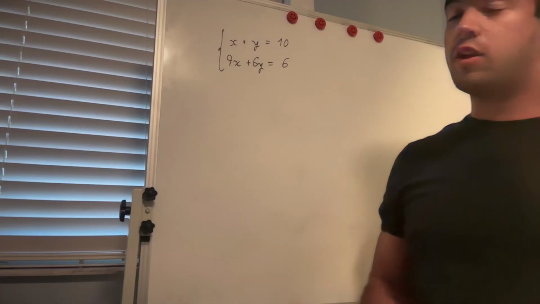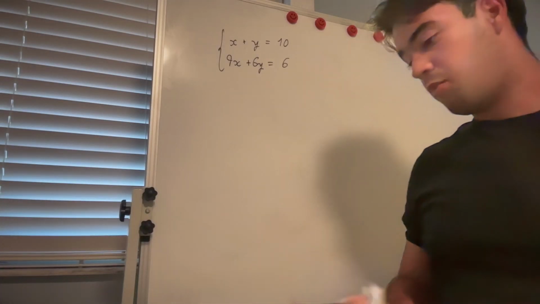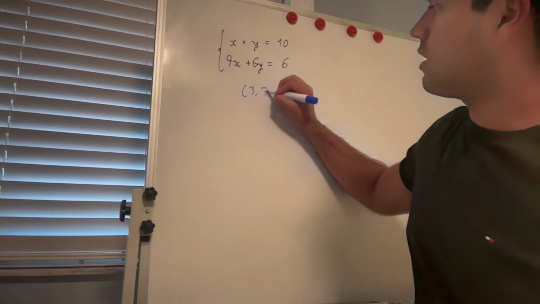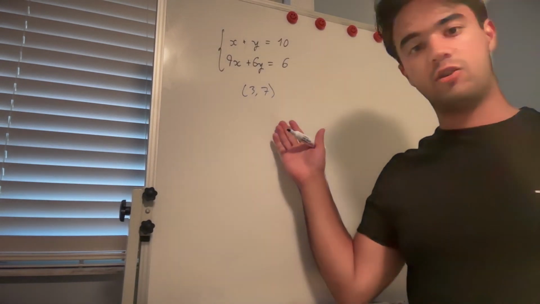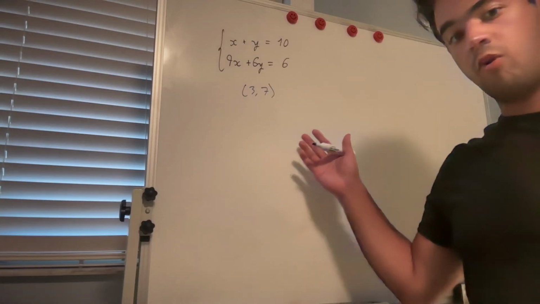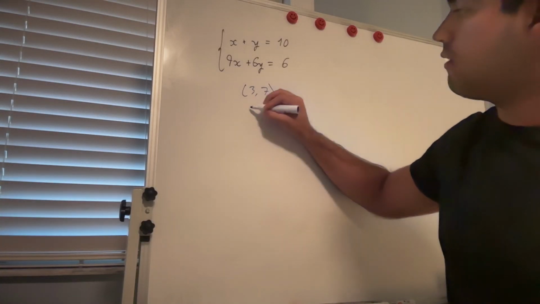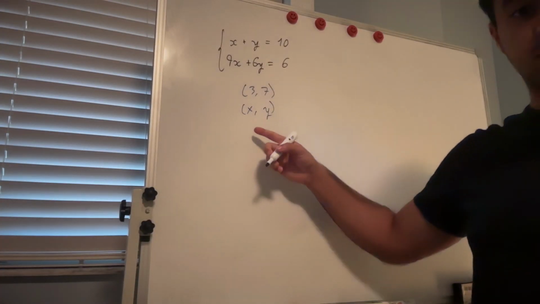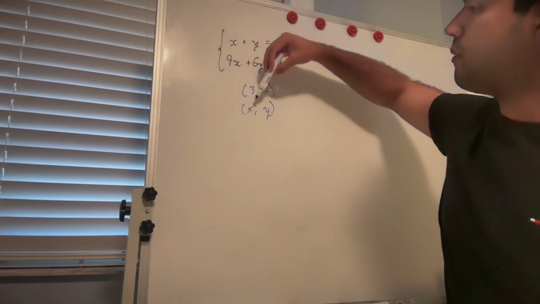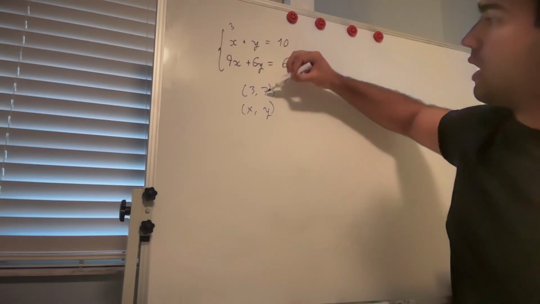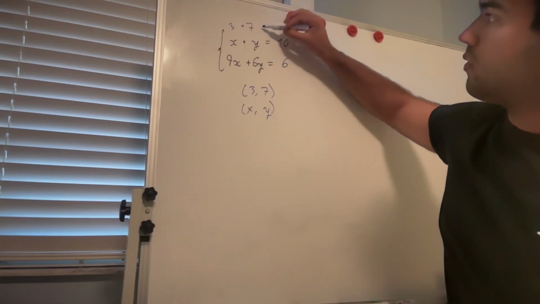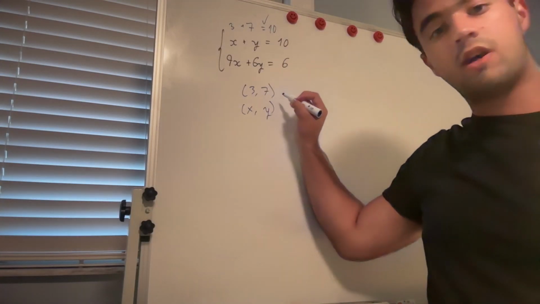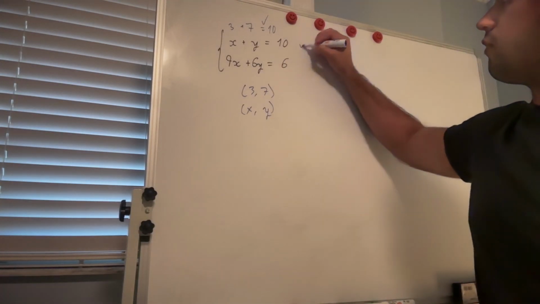So if you wanted to determine whether a random point, like (3, 7), is a solution to the system of equations, what we would do is plug in our 3 for our x and our 7 as our y. So let's go into the first equation. If we plug in 3 here and we plug in 7 for the y, we end up with 10. So that means (3, 7) is a solution for the first equation.